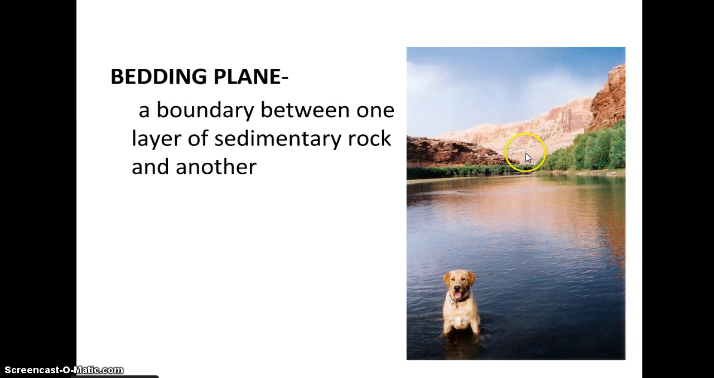This is a picture of my brother's dog in Utah, and you can see that there are all these different bedding planes in there. Jackson went to the Grand Canyon, and he saw this quite well, but it's just the boundary between one layer of sedimentary rock and another, and you can kind of see what the parent material was that came down and settled there.